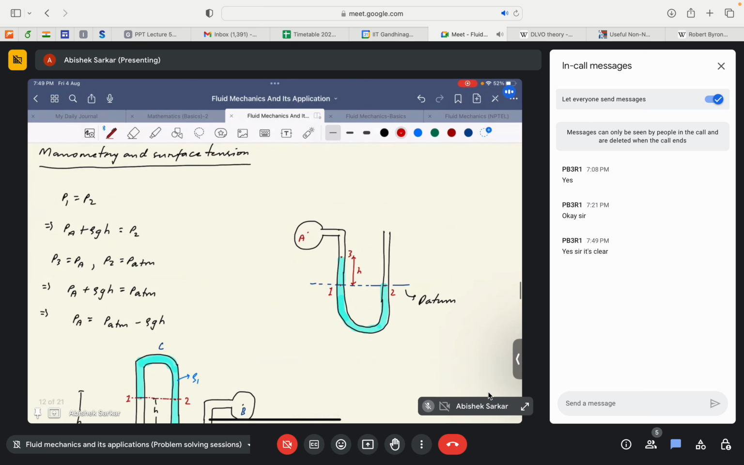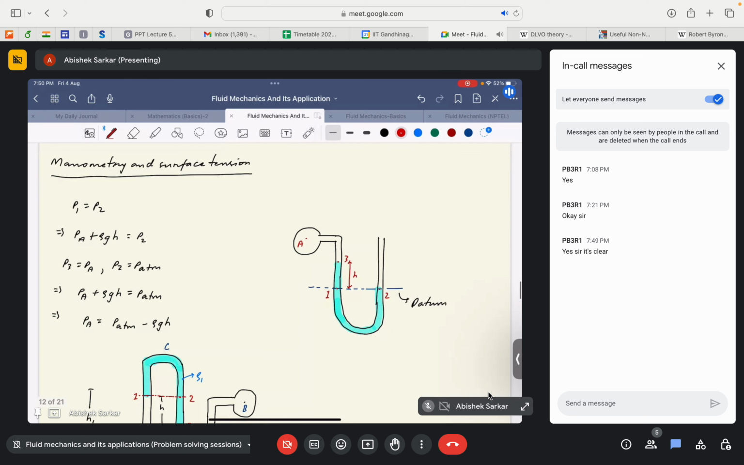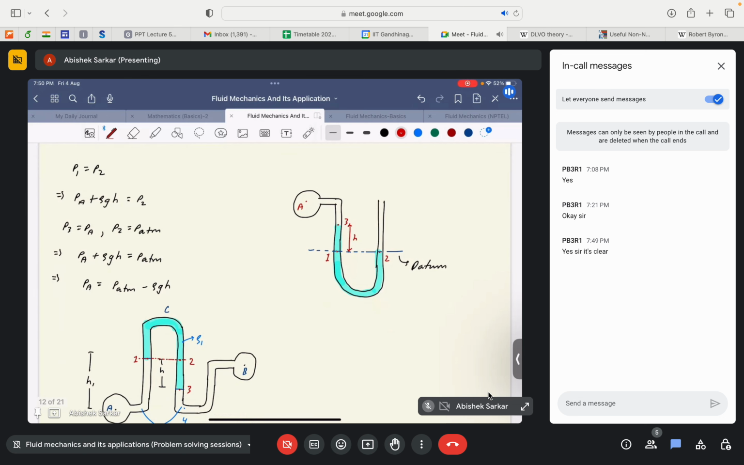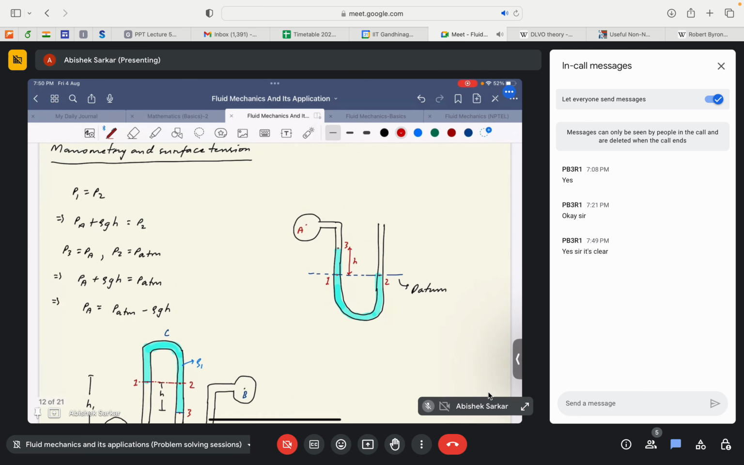Okay, then now we look into the concepts of manometry and surface tension again. So surface tension will be followed by manometry. Right now we just discuss manometry in this page. So that's fine. Okay, so the principle of manometry: similar to piezometer, manometers are used to measure differences in the pressure between different pipes.